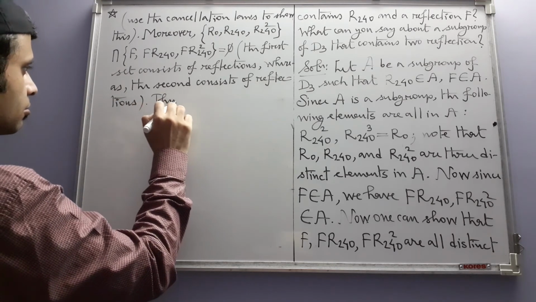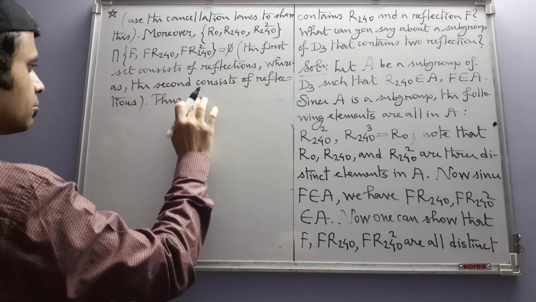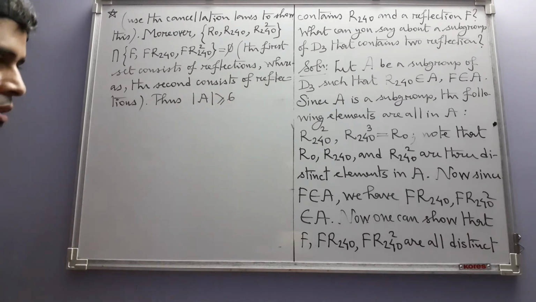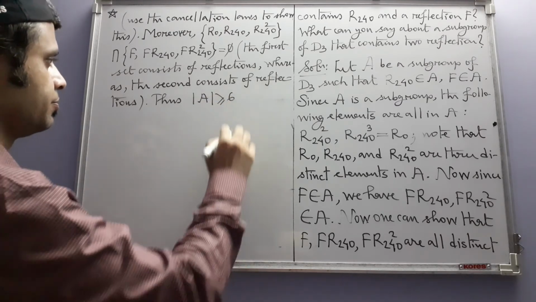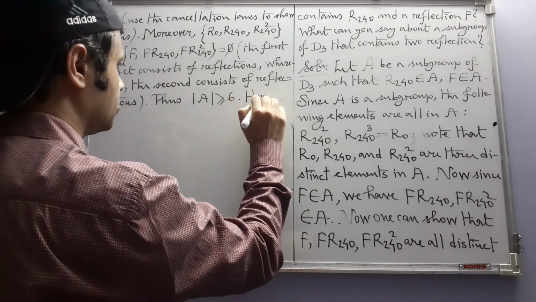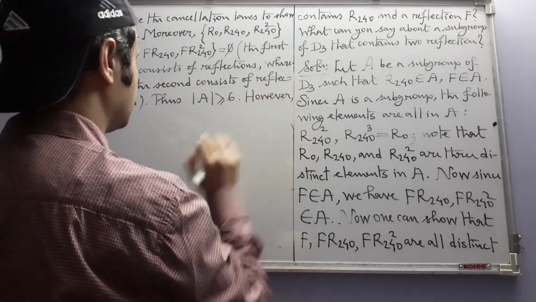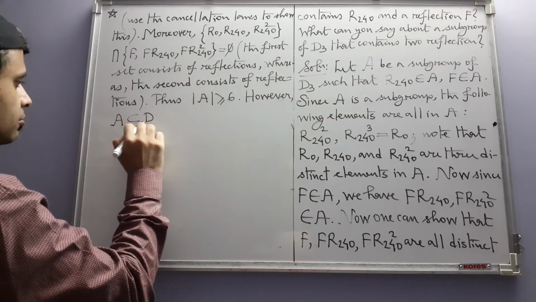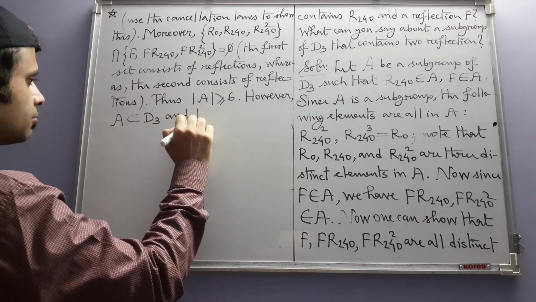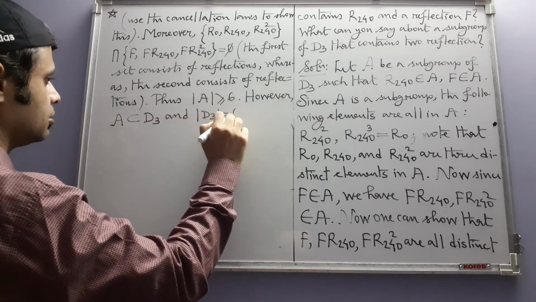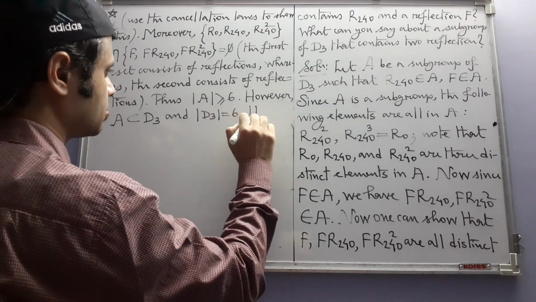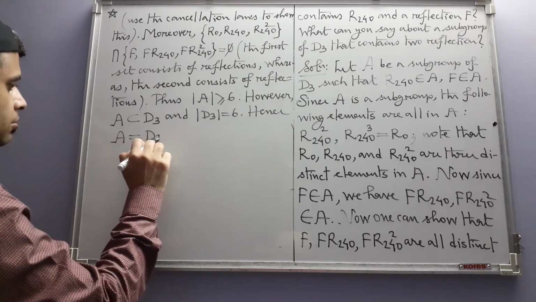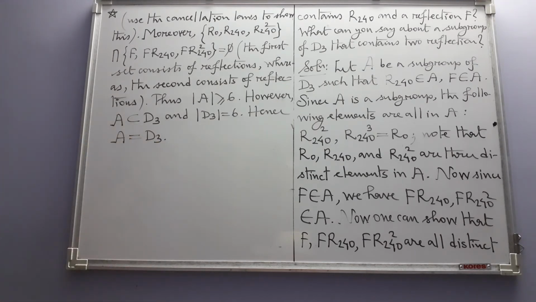Thus, the order of A is at least 6 because we have got 6 elements in A. However, A is a subset of D3 and the order of D3 is equal to 6. Hence, A must be equal to D3. Okay.